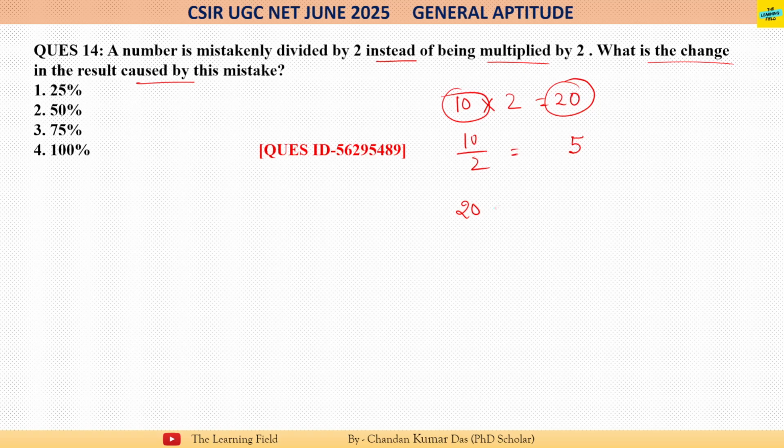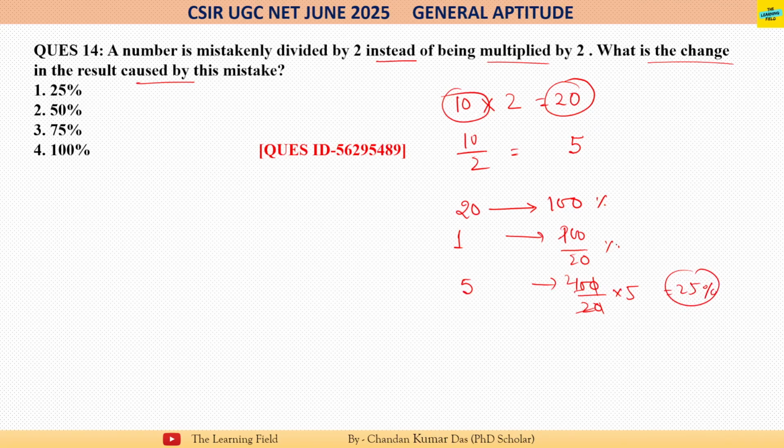Suppose this 20 means our 100%, correct? Fine. So 1 means what? 1 means 100 by 20 percent. Fine. Now 5 means how many percent? 5 means 100 by 20 into 5 percent. So that means 25%. So instead of getting the 100% answer, we get 25% of the value.